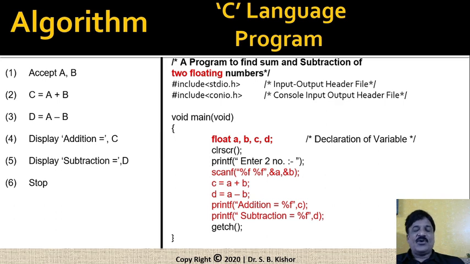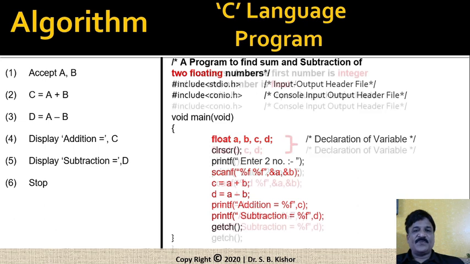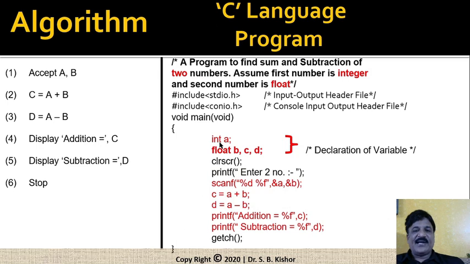Now assume that you want to find the addition of two numbers of which the first number is an integer and the second number is a float. In that case, what you need to do is write int a, then float b, and then c and d. So a is an integer while b is a floating value. The addition of an integer with a float may contain a floating value, and that's why we have written c as a float, similarly d as a float. Finally display both the results. The algorithm remains the same irrespective of the data type that you are going to use.